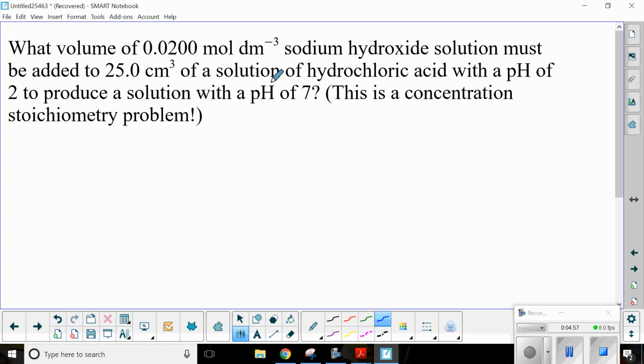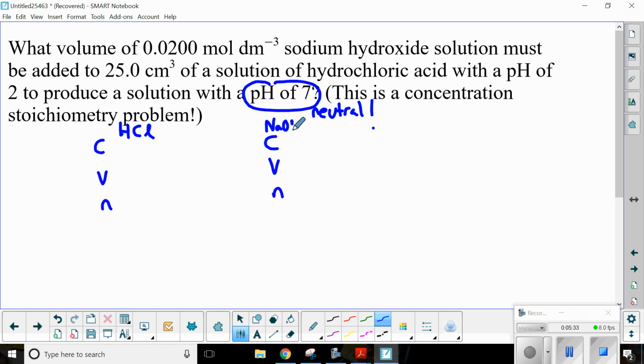First and foremost, it says here pH of 7. That means I'm neutralizing this. All of the acid is going to neutralize all the base. So I want to figure out how much acid I need to add to this much base in order to get a neutralization. You might remember a couple weeks ago, these little charts that I set up, CVN, and I know my HCl, and I don't know my NaOH. My goal is to figure out the volume of NaOH.